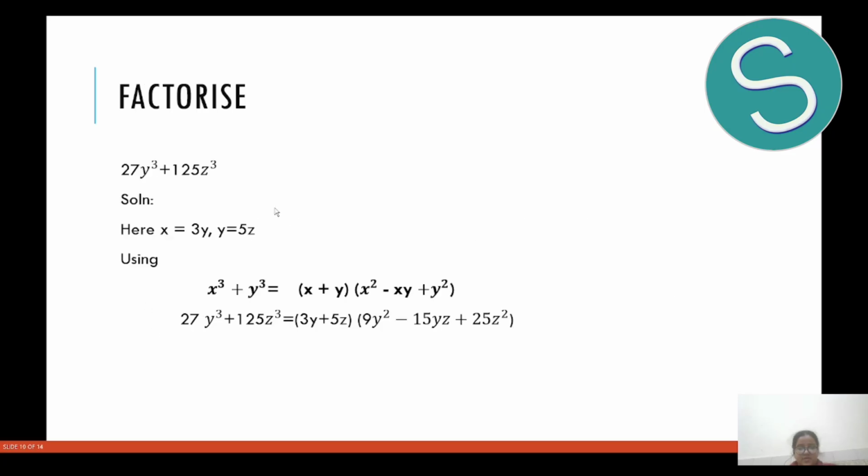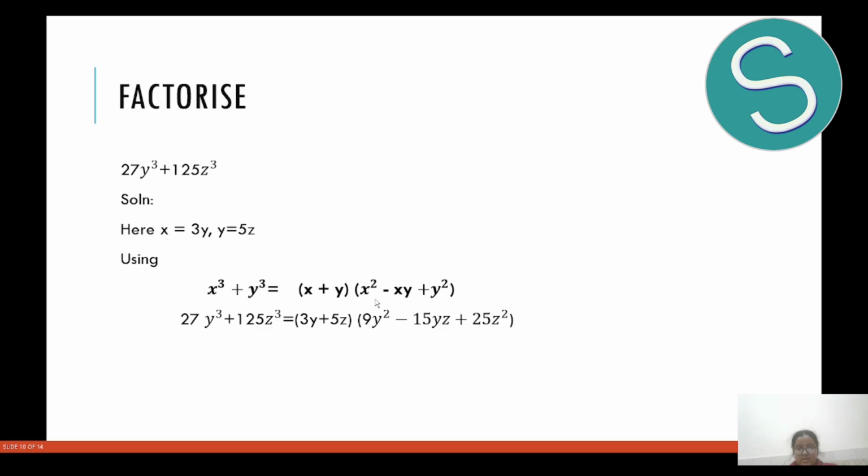So next question is, we have to factorize 27y cube plus 125z cube. So we know that 27y cube is a cube of 3y and 125z cube is a cube of 5z. So we can factorize this using the formula x cube plus y cube equals x plus y into x square minus xy plus y square. So here our x is 3y and y is 5z. So we can write it as 3y plus 5z.